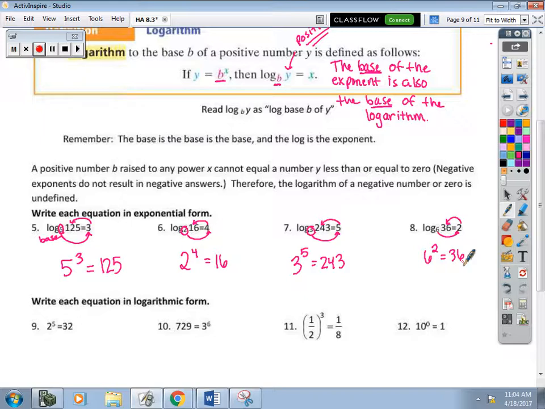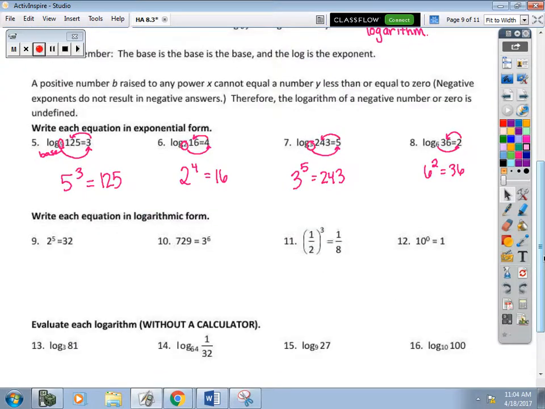Now the directions switch and we're going to go backwards. I'm going to give you the exponential form and I want you to work backwards to give me the logarithmic form. So again, the big thing is the base is still the base. So the base of the exponential form is now the base of the logarithm, and that is like a subscript, like a little small number underneath the log. So this is pronounced log base 2.